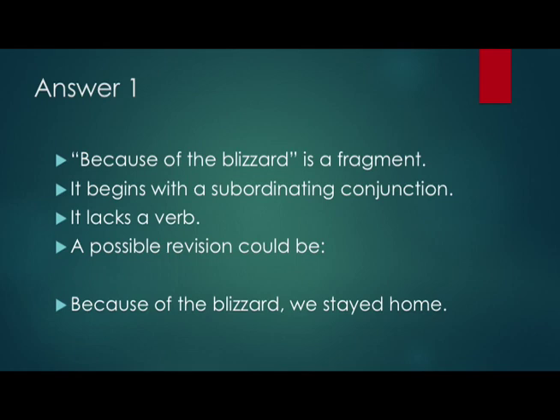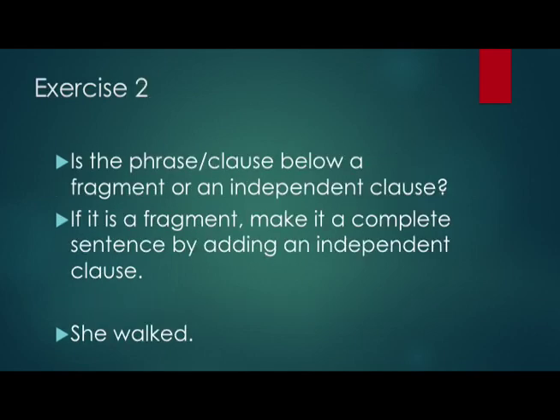Number 1, because of the blizzard is a fragment. And the main problem, again, is that it begins with a subordinating conjunction. It also lacks a verb. So a possible revision could be, because of the blizzard, we stayed home. So again, we need to add the independent clause, we stayed home. We need a subject and a verb. And again, you're separating the dependent clause at the beginning of the sentence from the independent clause at the end of the sentence with a comma.